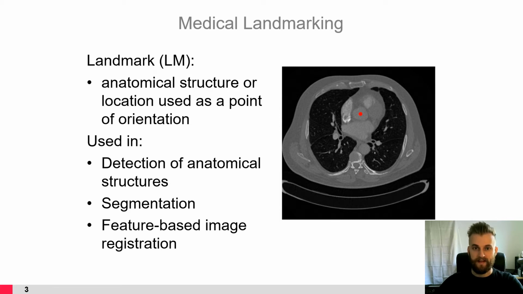I would like to start with an explanation of what a landmark is. A landmark is an anatomical structure or location which is used as a point of orientation. For example, if you find the entrance of the heart, you know that this is the beginning of the ascending aorta. This is useful information which can be used for tasks like the detection of anatomical structures in diagnosis, or for segmentation, or for feature-based image registration.